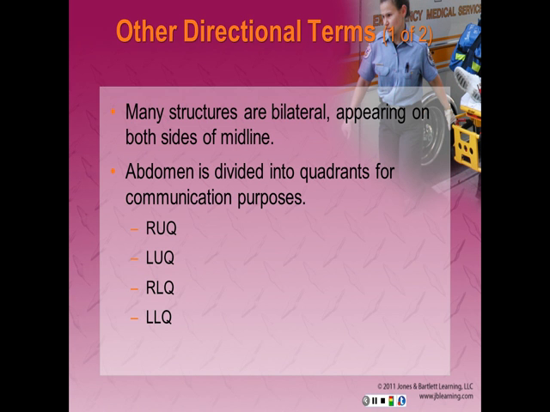Other directional terms that you need to know: you have to understand that many structures are bilateral, meaning they appear on both sides of the midline. For example, the eyes, the ears, the hands, the arms, the legs, the lungs, or the kidneys.